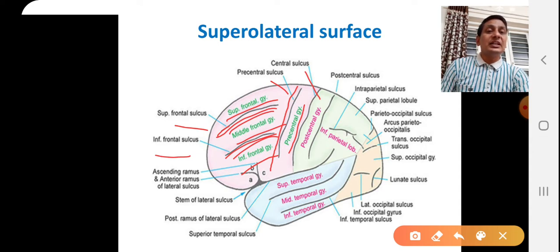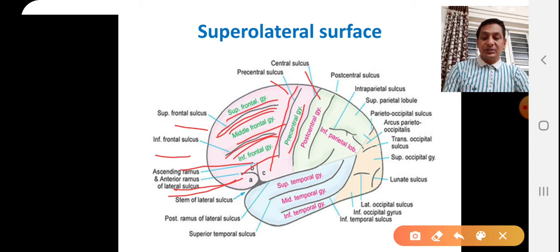Above the lateral sulcus, there are two rami, this is the ascending ramus and the anterior ramus of the lateral sulcus. By these, the inferior frontal gyrus is divided into three parts, showing A, B, C.